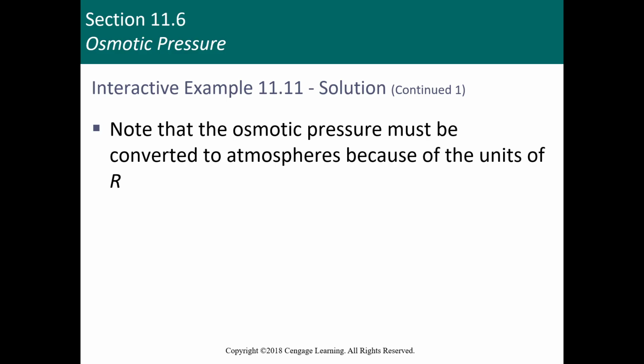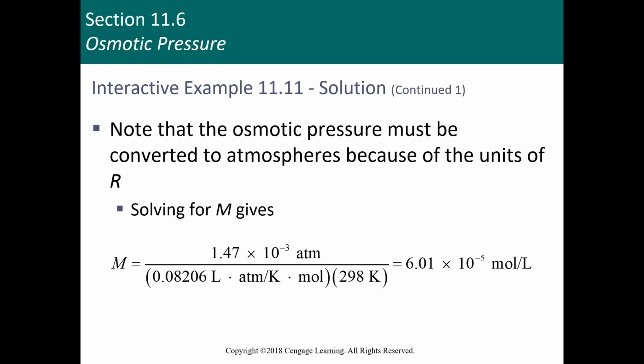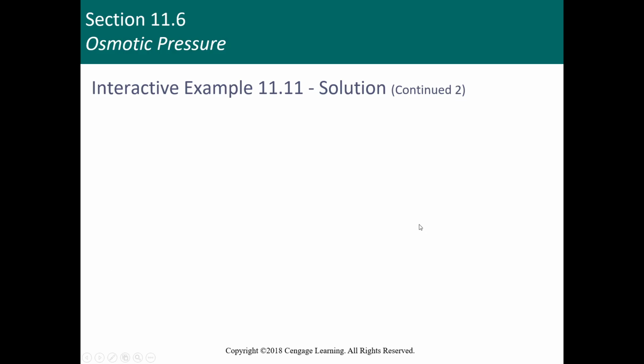So note that the osmotic pressure must be converted to atmospheres. So we've converted that to atmospheres. If we then solve for M, which is our molarity, we're going to take our atmospheres that we just got, divide it by R and T, and that will give us our molarity, which we find is 6.01 times 10 to the negative 5th moles per liter.